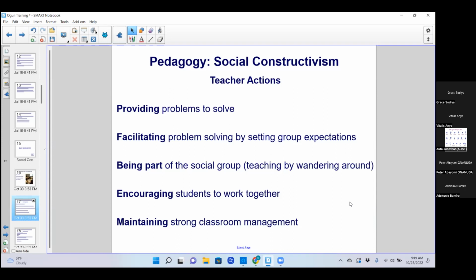So this is the teacher. They're providing problems for the kids to solve. Then they're facilitating them by setting the group expectations. Just like I said, we're not going off task. One person can't do all the talking. How are we going to take turns?